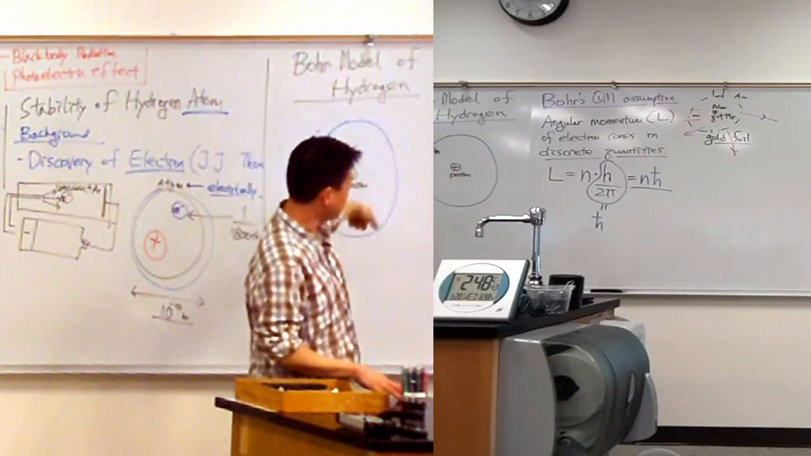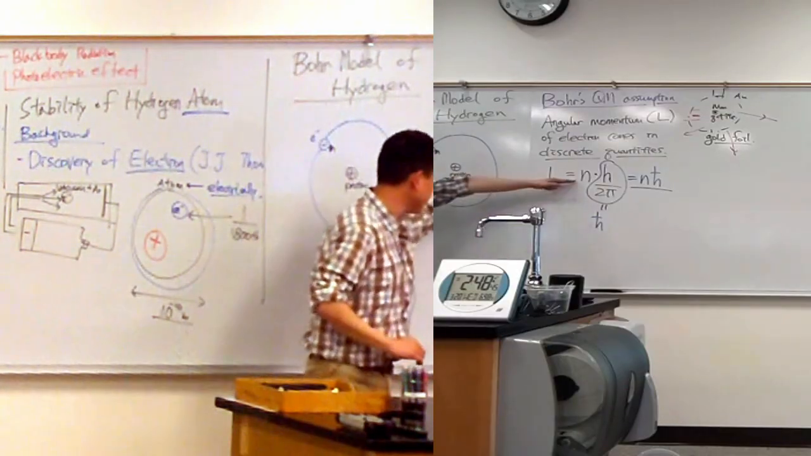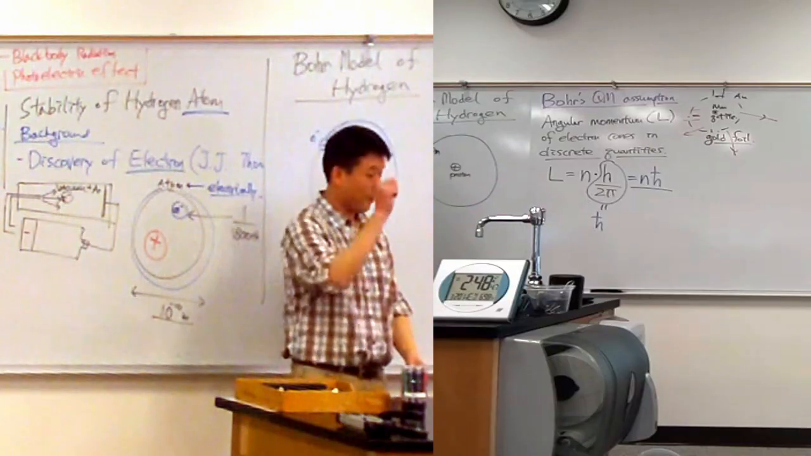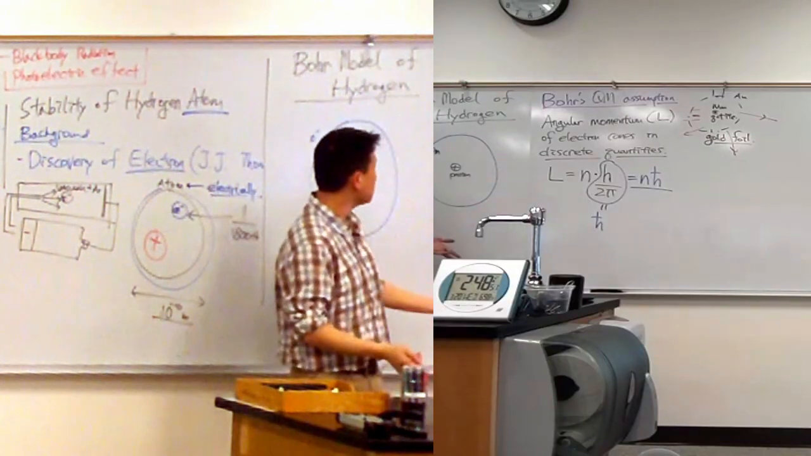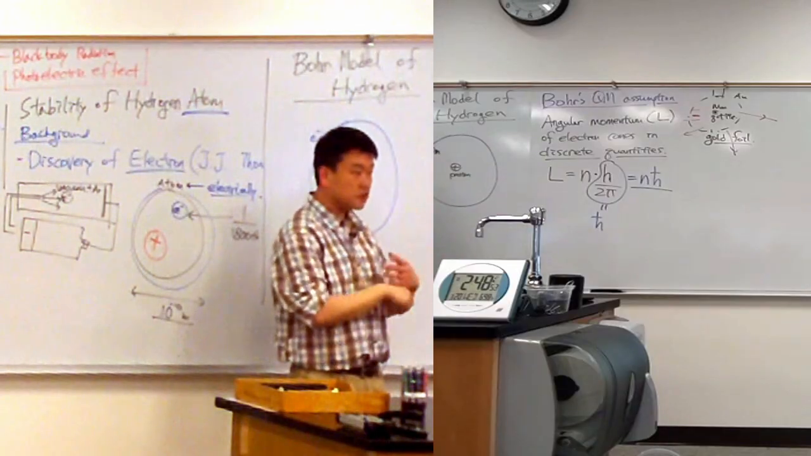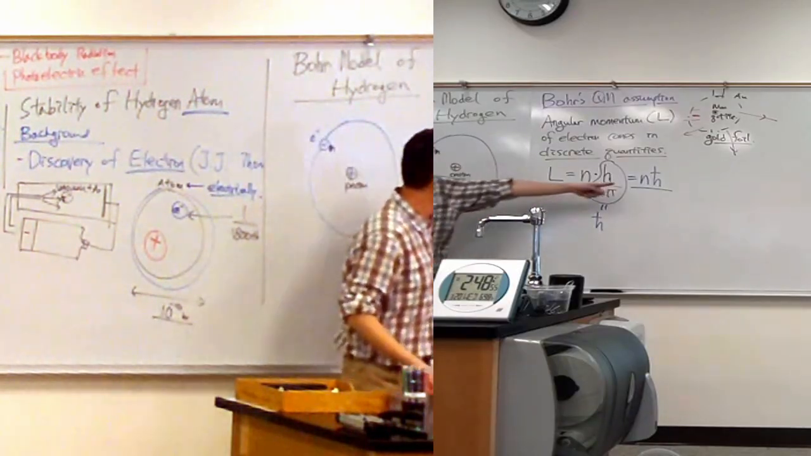You want to put something in orbit. We said this can only be an integer. 1 is the smallest number it can be, right? If it's 0, it's out of the question. Yeah, so that would be the smallest value n can be.